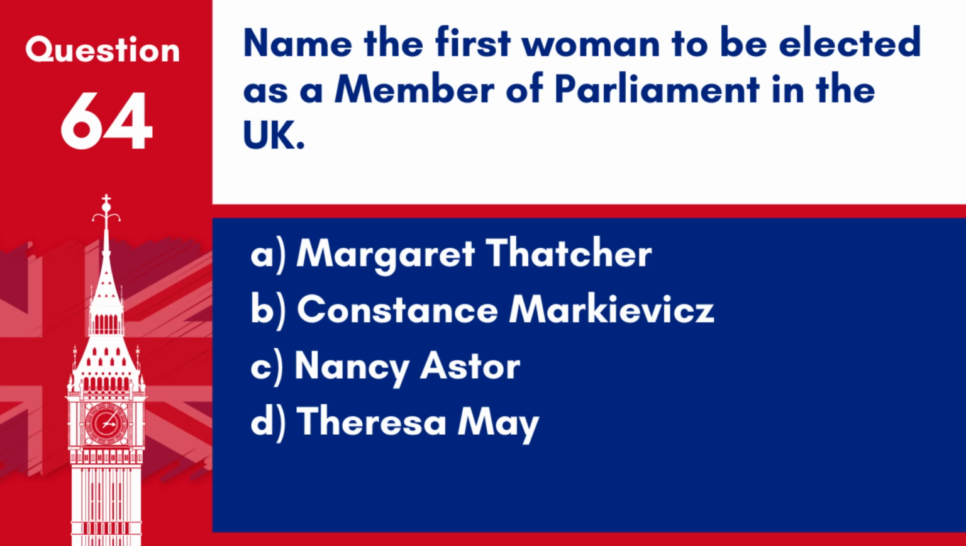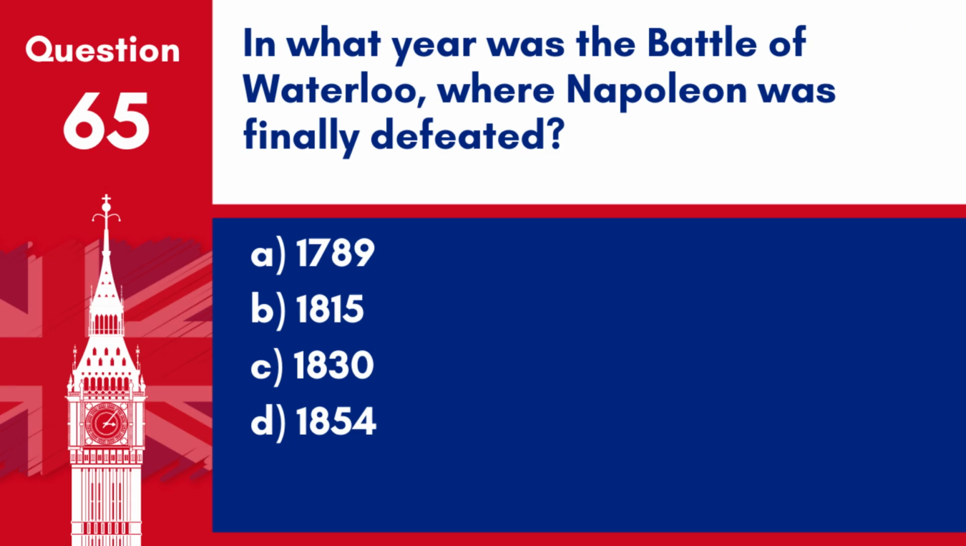Question 64. Name the first woman to be elected as a Member of Parliament in the UK. A. Margaret Thatcher. B. Constance Markievicz. C. Nancy Astor. D. Theresa May. Answer: C. Nancy Astor. Nancy Astor was the first woman to take a seat as a Member of Parliament in the UK in 1919.